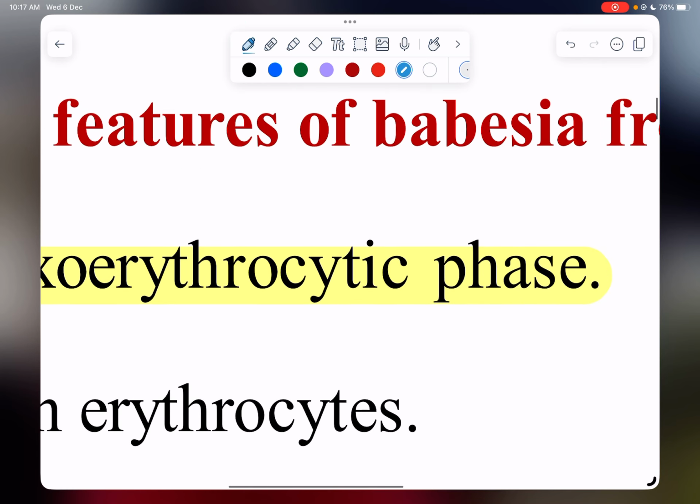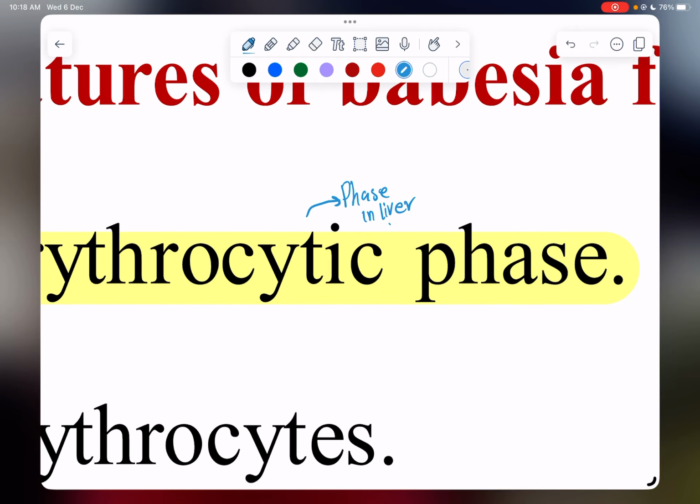The phase in the liver. When the malaria parasite enters the body, it is immediately cleared up by the liver cells as the blood passes through the liver. Which form of the malaria parasite enters the body? Sporozoite.